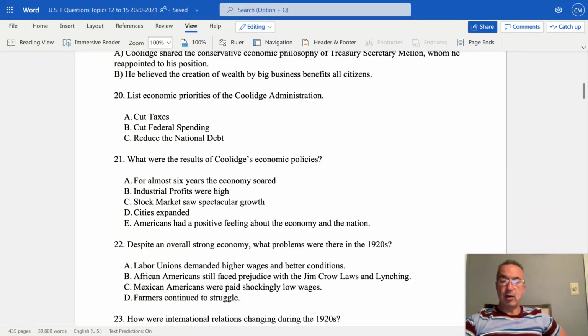Labor unions, they were demanding higher wages and better conditions. We had things like segregation and prejudice with Jim Crow laws and lynchings in the South. Mexican Americans were paid shockingly low wages, and farmers continued to struggle.